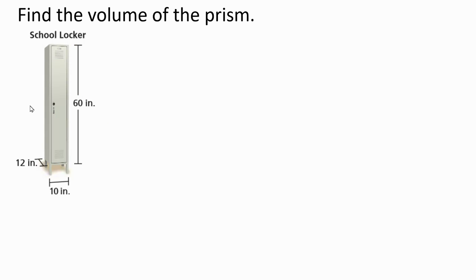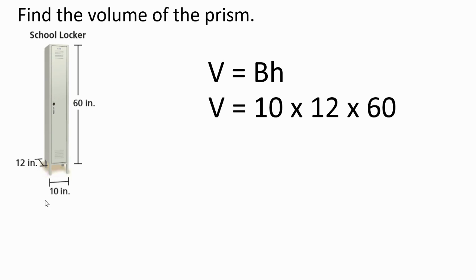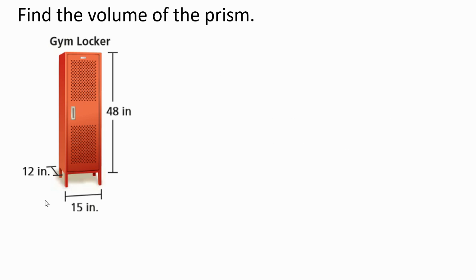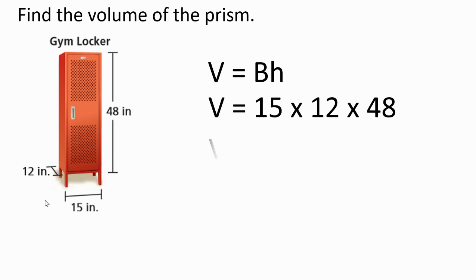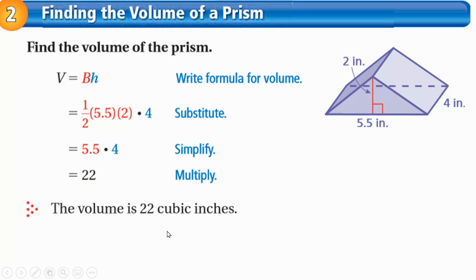So this one right here, rectangular prism. The base on that one is the 12 and the 10. So you go 12 times 10 times 60. And you end up with 7,200 inches cubed. This locker, we're going to go 12 times 15 times 48, and that gives us 8,640 inches cubed. So nice thing about the volume of a rectangular prism, all you're doing is multiplying all three numbers.